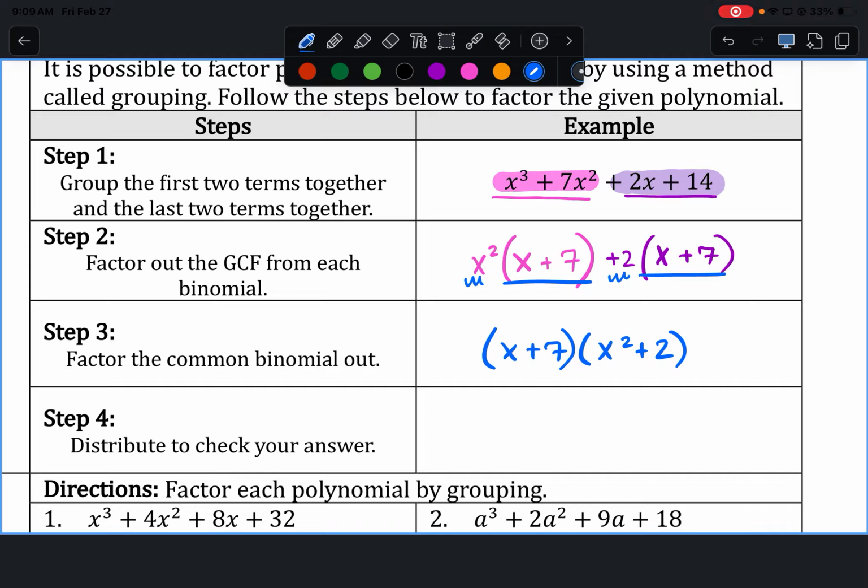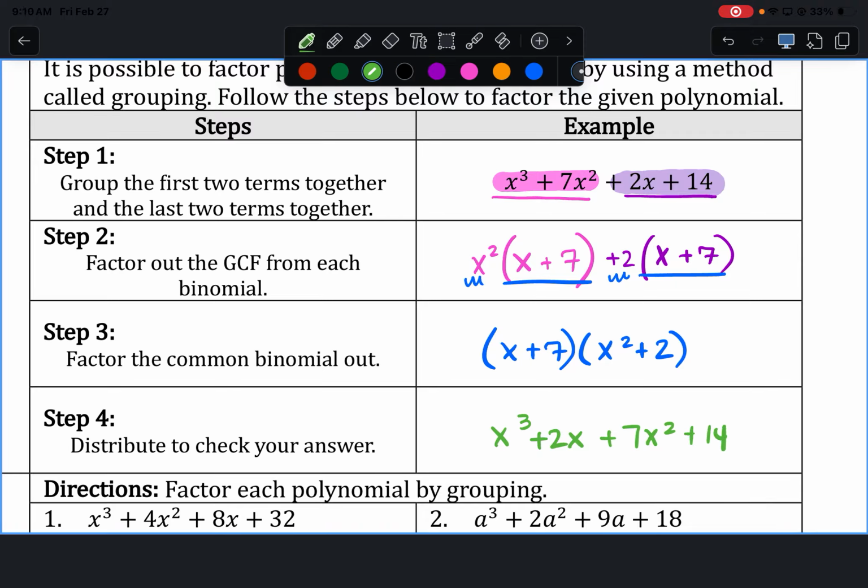All right, so just like always, whenever we're factoring, you can check that you factored correctly by redistributing everything. So let's do that real quick. What is x times x squared? X cubed. What is x times 2? 2x. What is 7 times x squared? 7x squared. And what is 7 times 2?